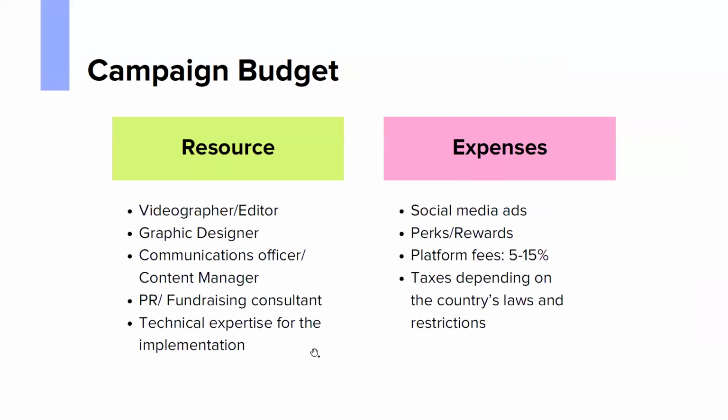Then, budget. Think about if you need some extra support for your campaign: a graphic designer, a videographer, maybe some person for social media or for communication, or think about what extra expenses you are going to have. Are you going to have social media promotion? If you're going to have perks or rewards, you need to think about the cost of production and the cost of shipping.